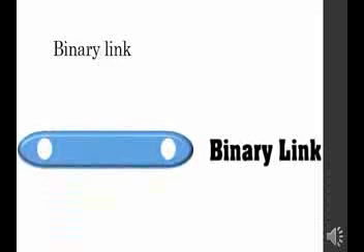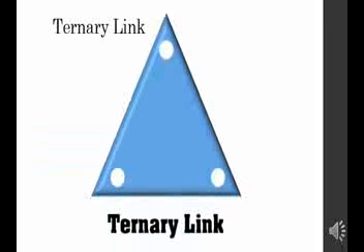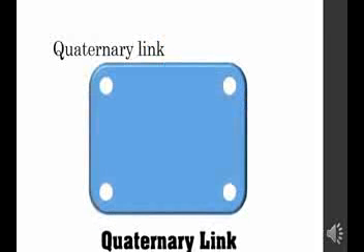The binary link has two vertices. The ternary link has three vertices. And the quaternary link has four vertices.